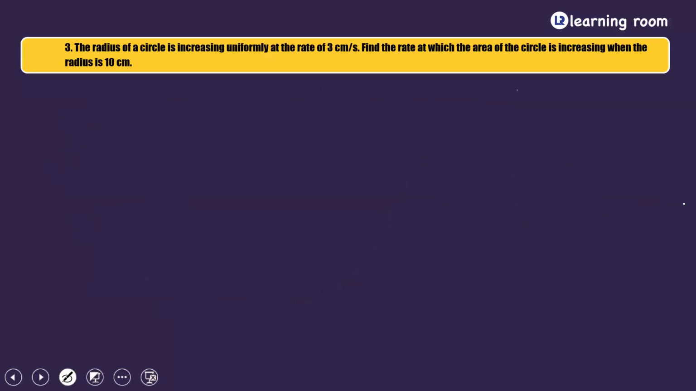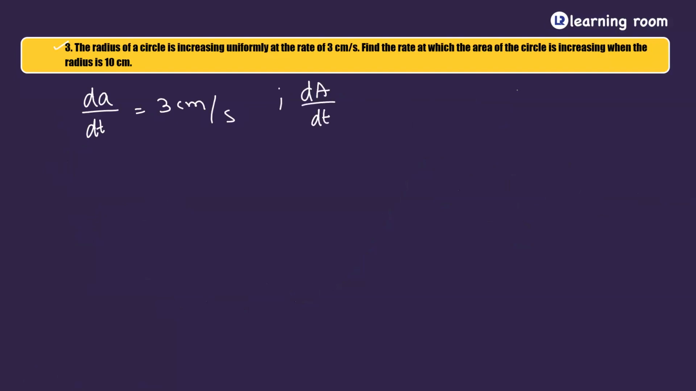The third one. The radius of the circle is increasing uniformly at the rate of 3 centimeters per second. So dr by dt is equal to 3 centimeters per second. Find the rate at which the area of the circle is increasing. So find dA divided by dt when r is equal to 10 centimeters. Okay. So capital A is equal to pi r square, or I'll write it as pi small a square.